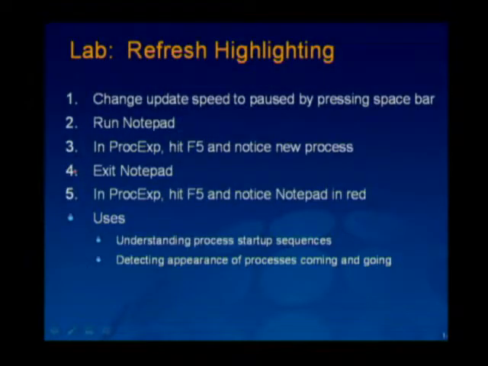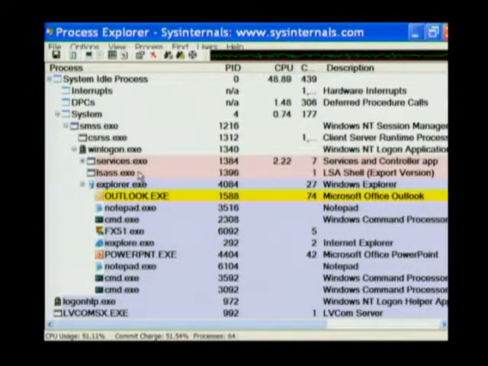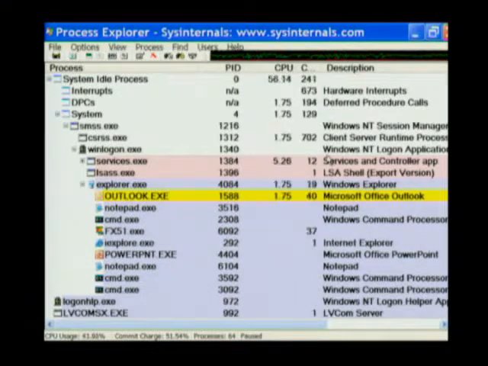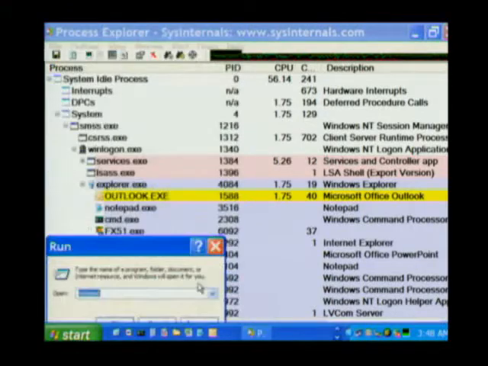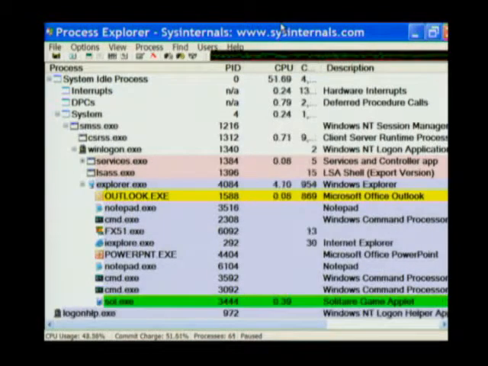Something else that I've found useful in understanding process activity on the system is being able to see the birth and death of processes visually. I'm going to demonstrate that with this little example. I'm going to put Process Explorer in paused mode by pressing the space bar. So I just press the space bar, and if you look on the very bottom in the middle, on the status bar, it says Paused. So I'm going to run my favorite demo application, Solitaire. Go back and press F5, and there's the Solitaire process, highlighted in green.